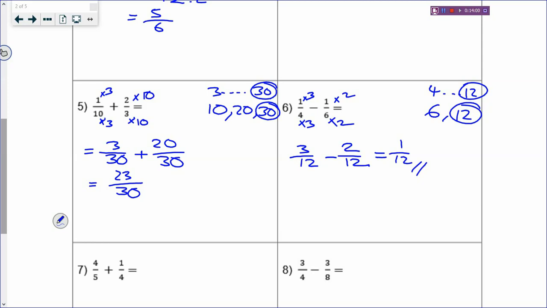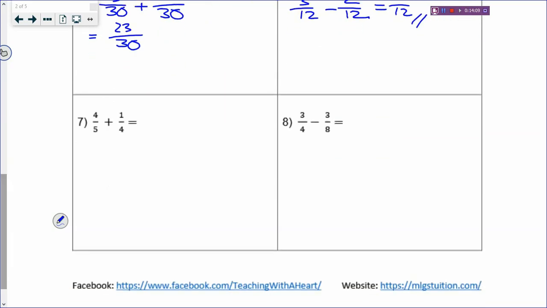Because no doubt you will still get the answer, but I would like the denominators to be as small as possible. Alright, how about the next one? Number 7. Denominators are different. So what is the first common multiple? So the first common multiple will be 20. Right? And how do you know it's 20?